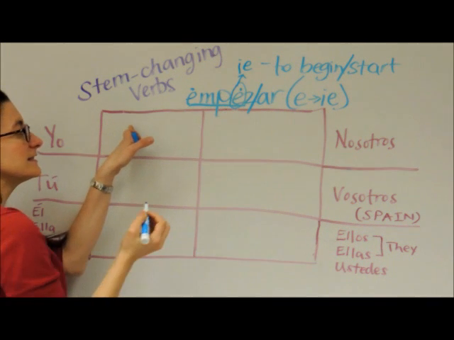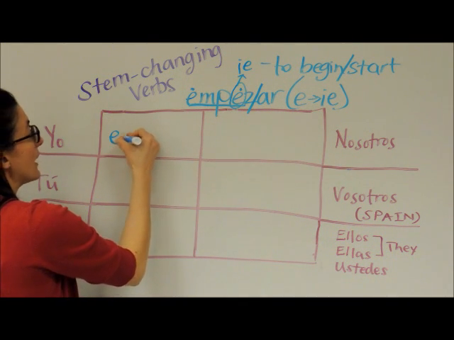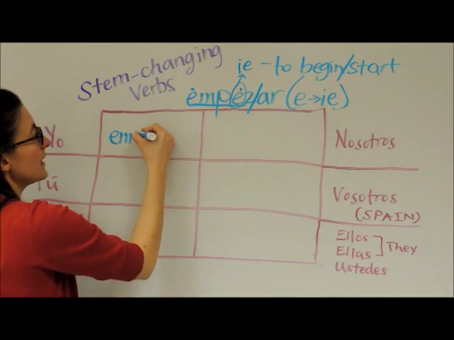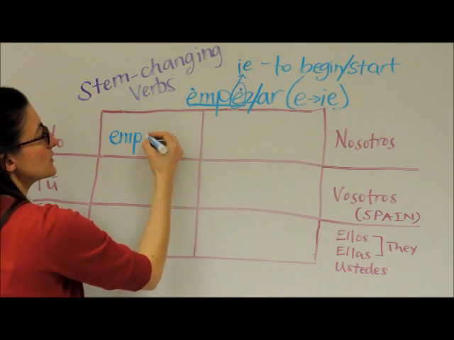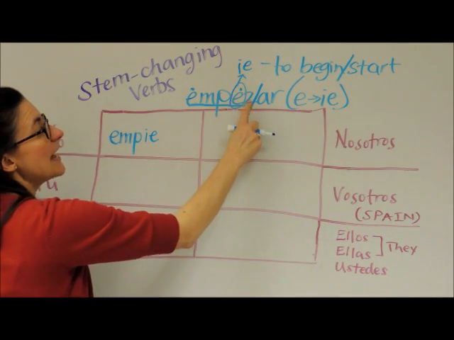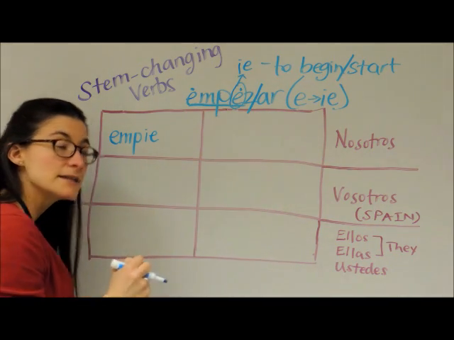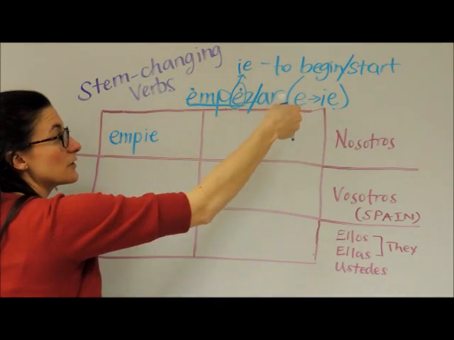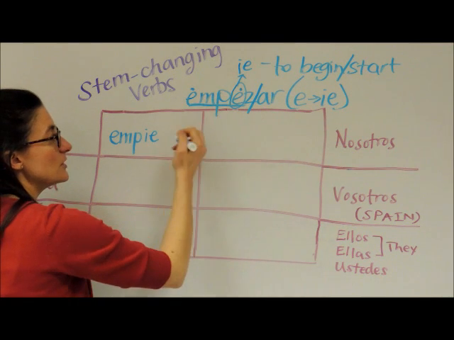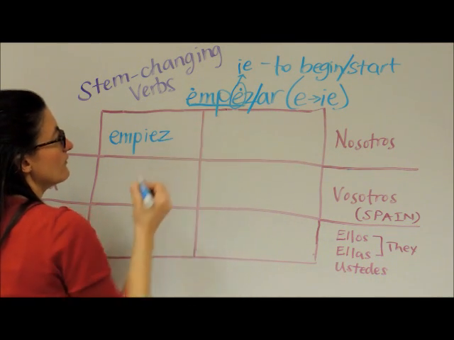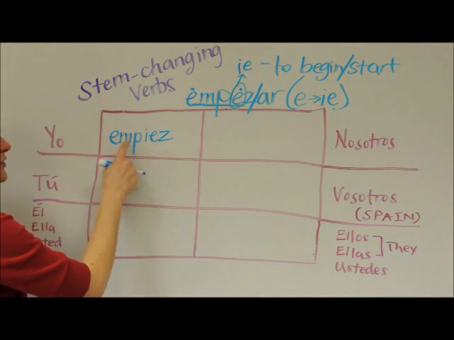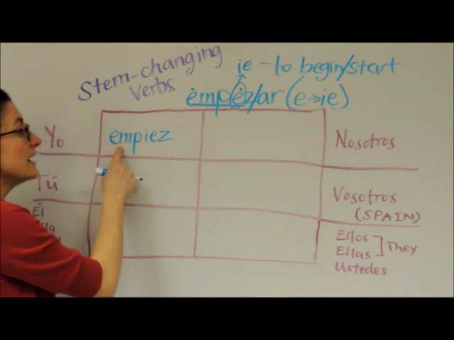So if we did that, let's take a look. You write it out just like this, EMP. When you get to where the E is, you just put the IE in its place, and don't forget this Z. Oftentimes we forget that there's another letter that might be after the letter that we change, and we leave it off. But we want to remember it. So this is our new stem.